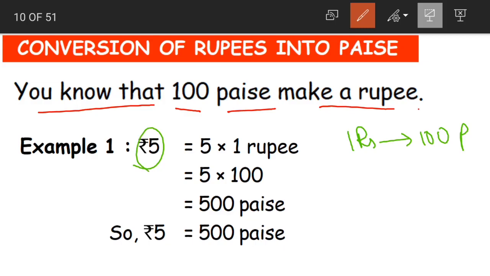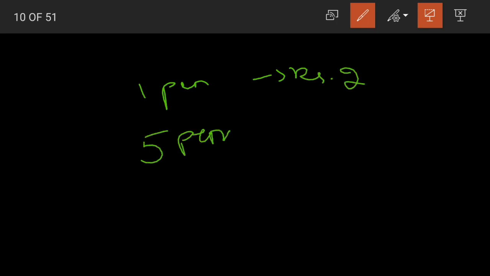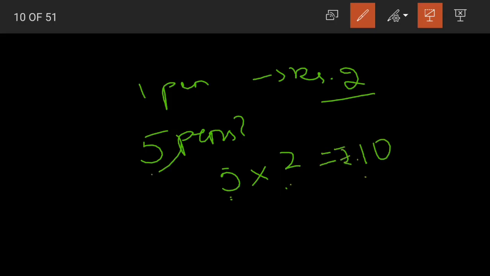See, it is like a multiplication word problem. If I say 1 pen costs 2 rupees, then what will be the cost of 5 pens? How will we find out? The number of pens into the cost of each pen. 5 into 2 is equal to 10. So 10 rupees will be the cost of our 5 pens.